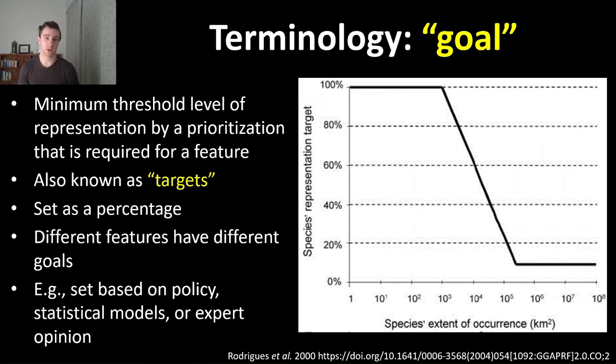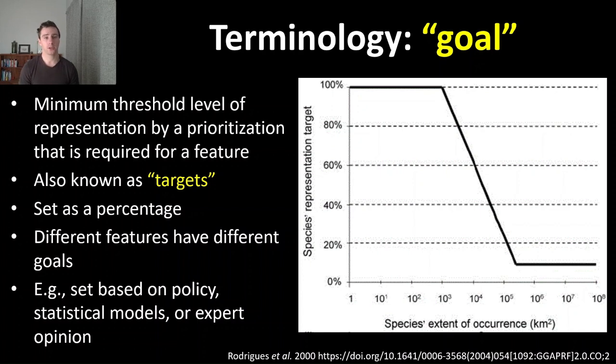Another key piece of terminology is goal. Goals are used to help specify your objectives for the prioritization. So what is a goal? A goal describes the minimum threshold level of representation by a prioritization that is required for a feature. So for example, you might set a goal of 30% for a particular feature, and this means that ideally the prioritization or set of priority areas should cover at least 30% of that feature's total distribution.